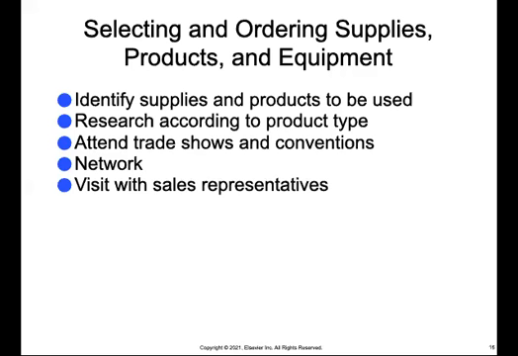So when ordering supplies, products, and equipment, the first step in the ordering process is to decide which supplies and products will be used. Some supplies are generic and do not require research before their purchase. Other products, such as restorative materials, require that the dental healthcare team research them before the decision is made as to which ones they want to use. By attending trade shows and dental conventions, members of the dental healthcare team are able to speak with several different vendors.